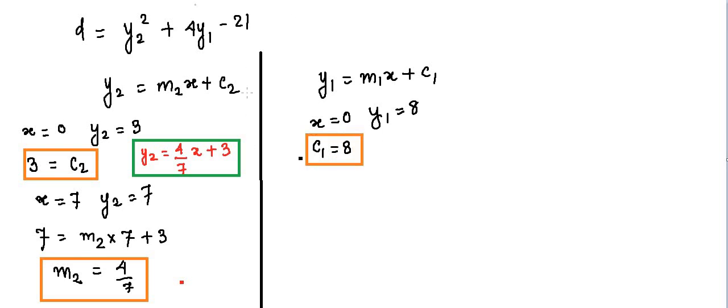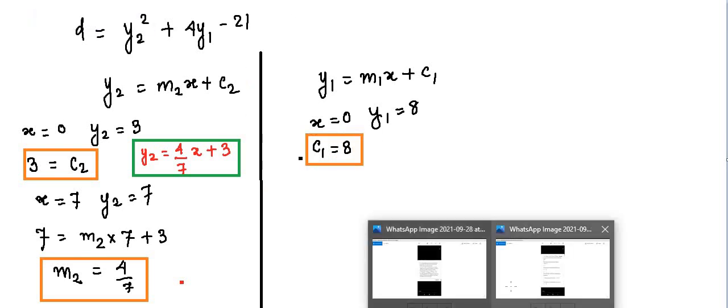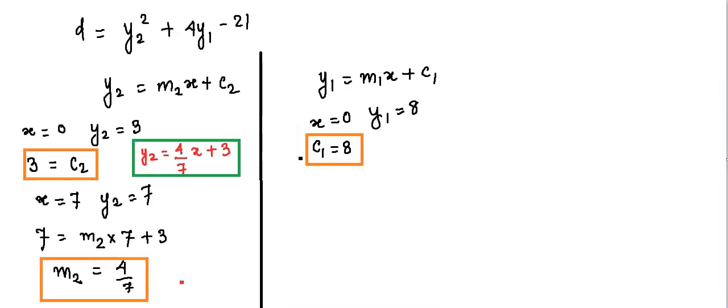Now we will use the next one. So the next one says that when x is equal to 7, my y1 becomes 0. Let's do this: 0 is equal to m1 into 7 plus 8. Hence we will get m1 is equal to minus 8 by 7.